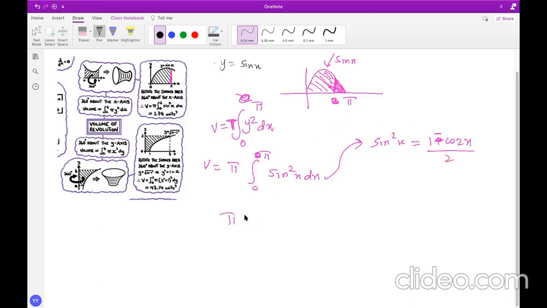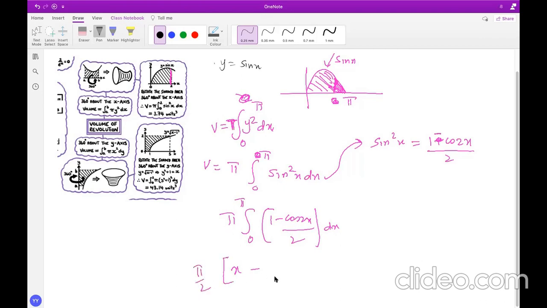So what you can do is just integrate from 0 to pi of 1 minus cos 2x over 2. Now you're going to integrate this. One integral is x, minus the integral of cos 2x, and I can take half outside, so it's pi over 2 outside.